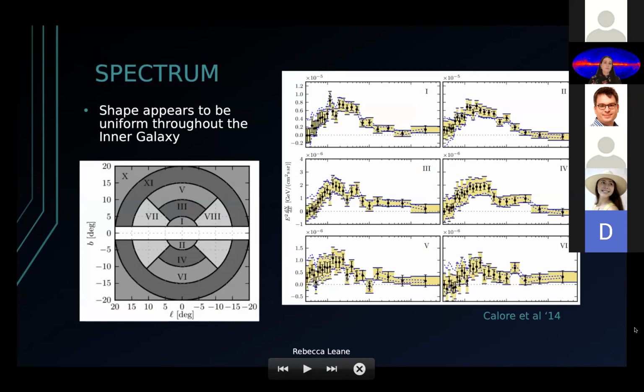In terms of the spectrum of the excess, the shape appears to be uniform throughout the inner galaxy. What you see on the bottom left is just the center of the galaxy broken up into different regions. And then on the right, you see the spectrum in a number of these different regions effectively looks the same. So it seems to be pretty much the same thing throughout the galaxy.